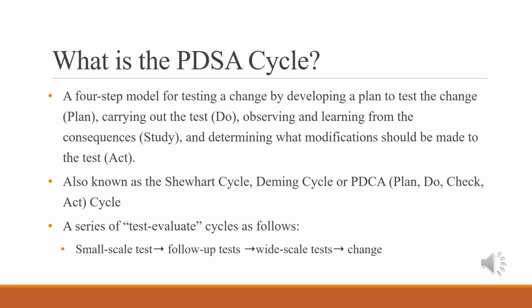So you can see that the PDSA cycle is a series of test and evaluate cycles as follows. Usually you start off with a small scale test, followed by a follow-up test, and then once you think that it's good enough, you can implement the test organization-wide. And if you think that the test is more or less done, you can then make the change permanent.